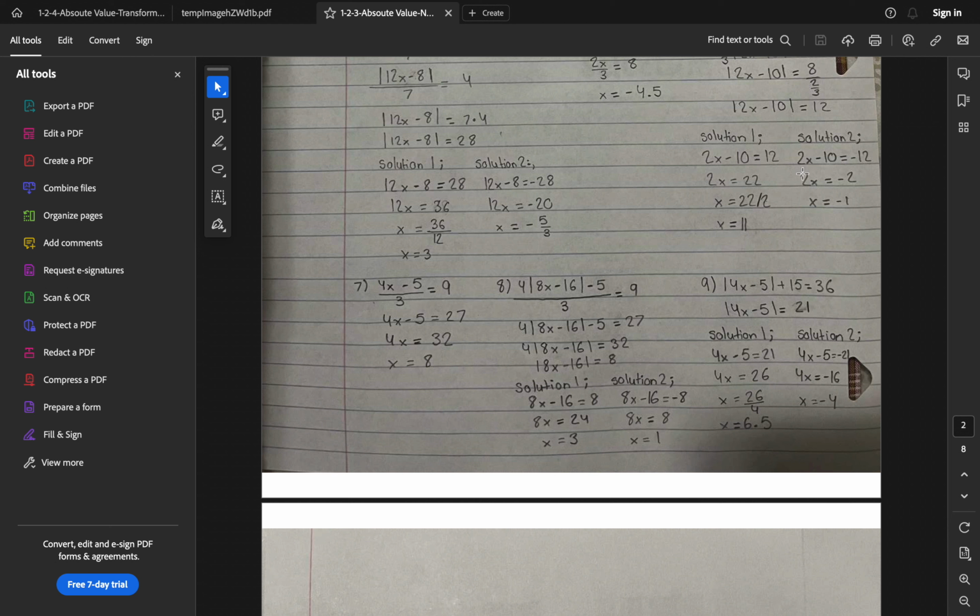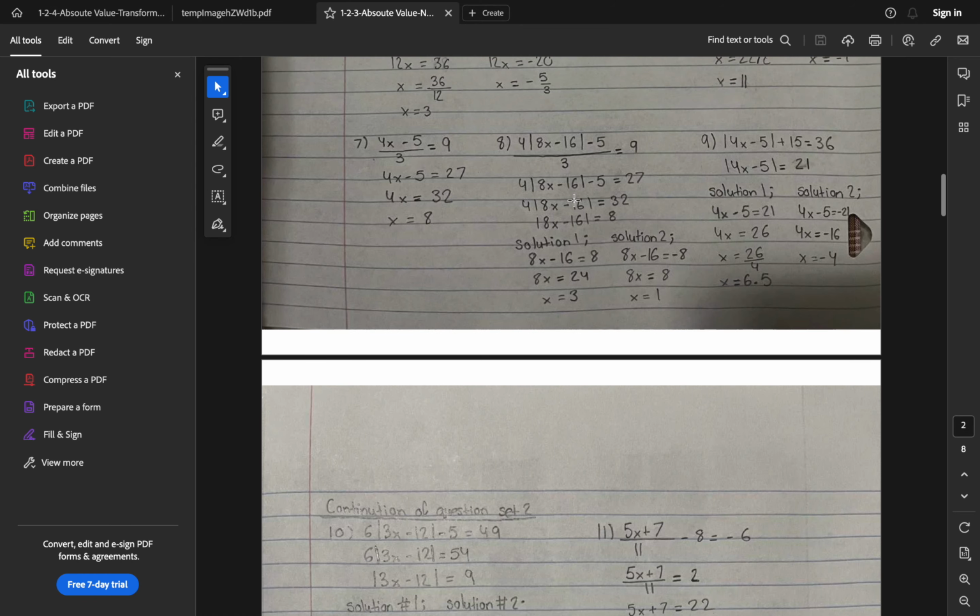All right, and the second solution is that 2x minus 10 is equivalent to negative 12, right? So it becomes 2x is equivalent to negative 2 once we rearrange to isolate for x. And once we rearrange again, we get x is equal to negative 1, because negative 2 divided by 2 is equal to negative 1.